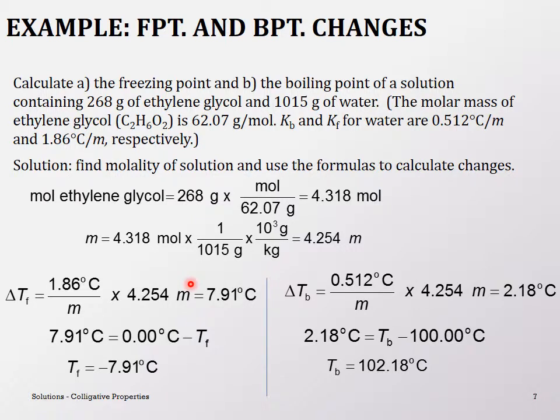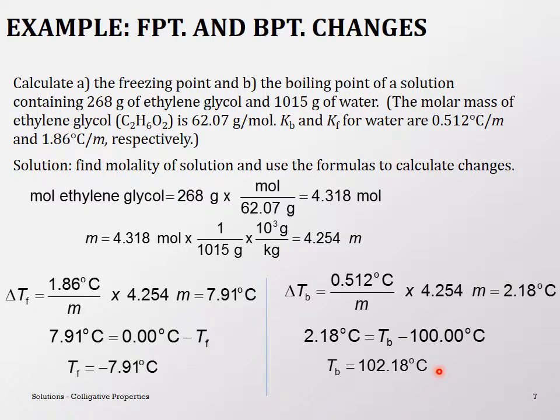Now the same thing you can do for boiling point elevation. Now you're going to have to use Kb, because that's the boiling point constant. So you're going to use Kb, and then you will multiply that by the molality. So it's 2.18. And so now the final temperature is actually going to be 100 degrees Celsius plus that, because 100 is the boiling point of water. And so then your temperature at which the water is going to boil is 102.18.